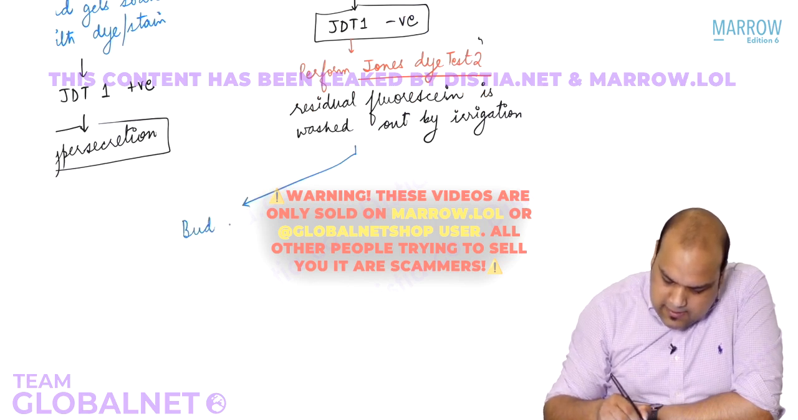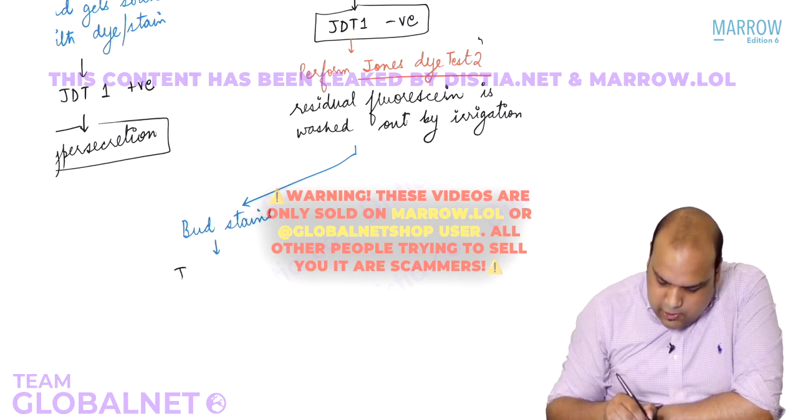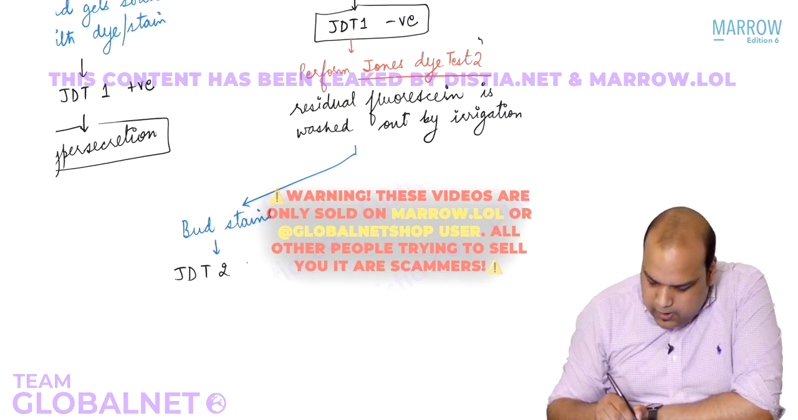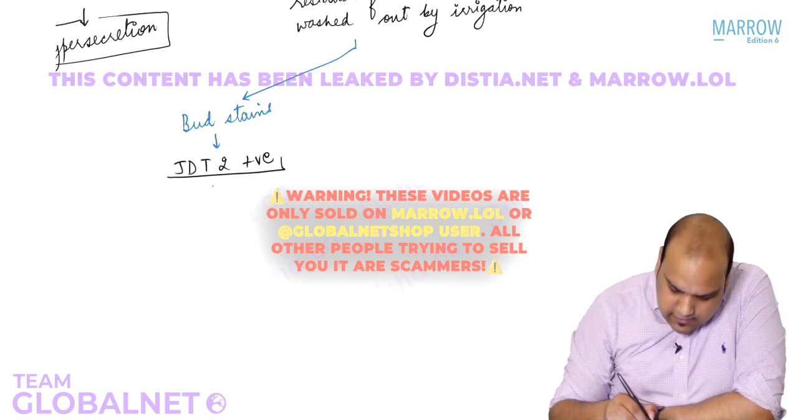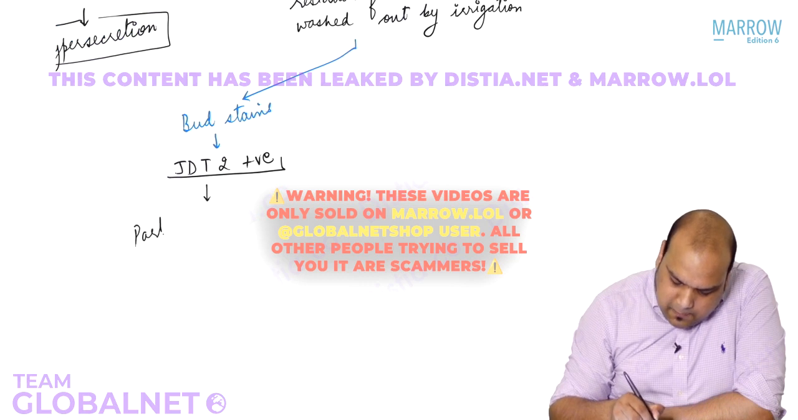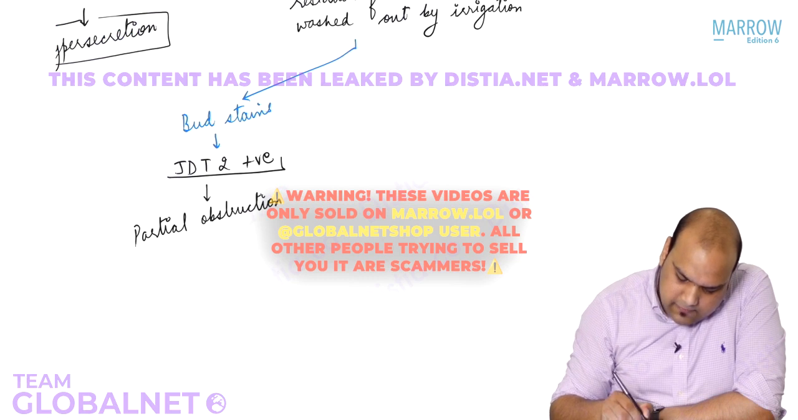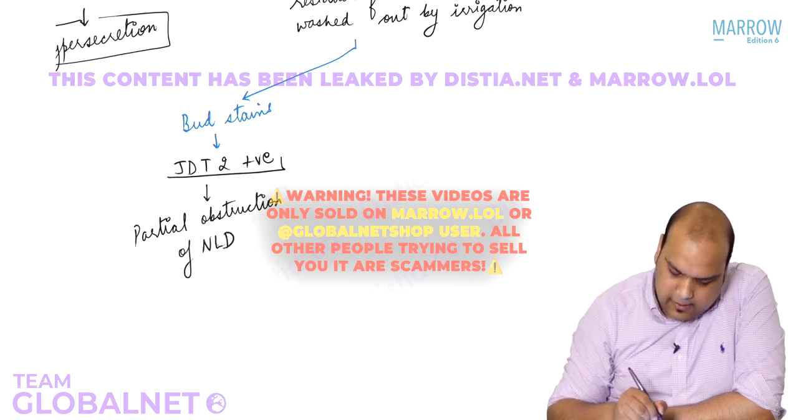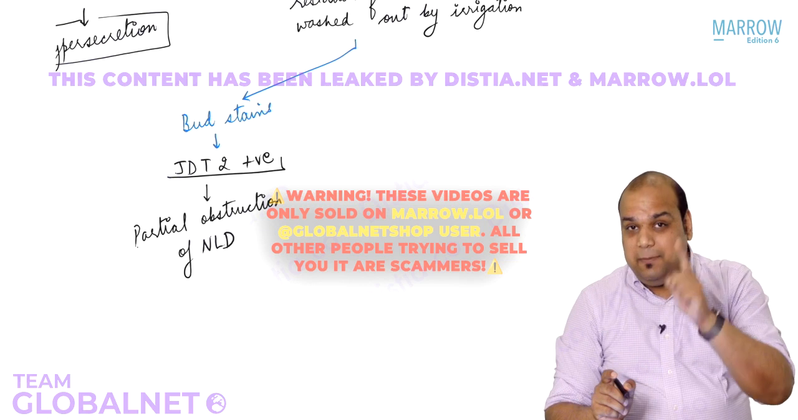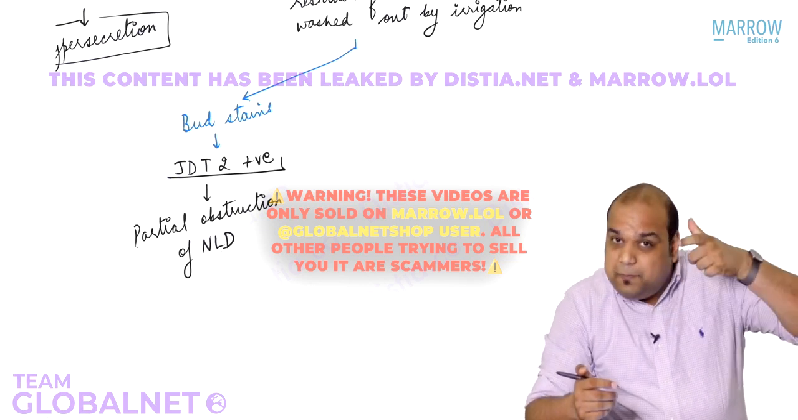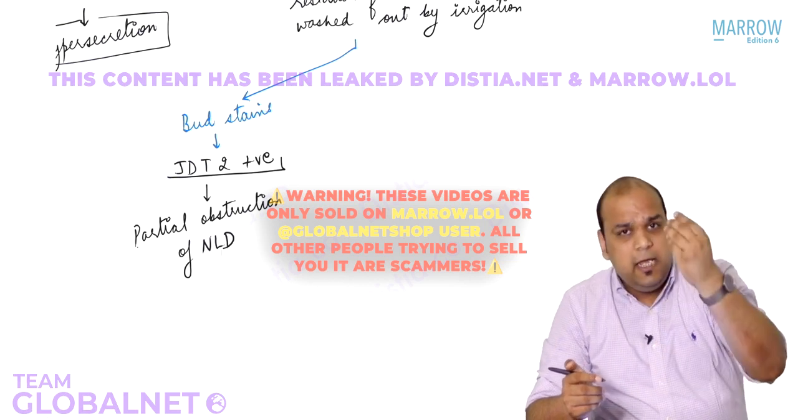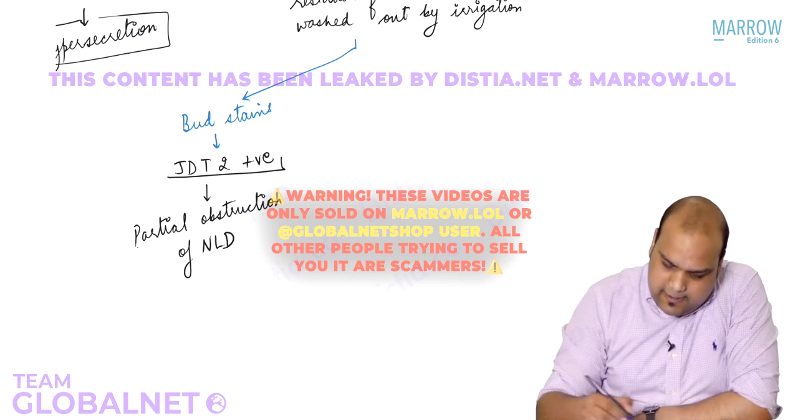Now the bud stains. If the bud stains, I will say Jones dye test 2 is positive. If Jones dye test 2 is positive, then the answer is partial obstruction of nasolacrimal duct. Partial obstruction, PO everybody, but of nasolacrimal duct. So the obstruction was partial and thus with pressure, when we tried to wash away the fluorescent dye, we were able to stain our bud, but not otherwise.